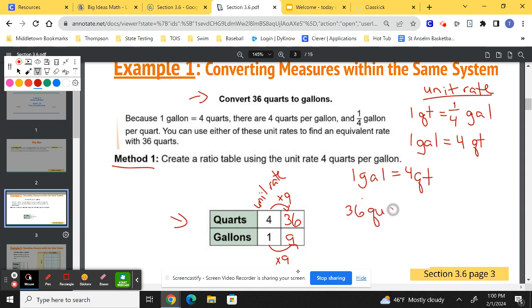Right? You're looking for that missing piece. And then that's the answer. And that's your answer: equals 9 gallons. So the measurements were helpful. See?